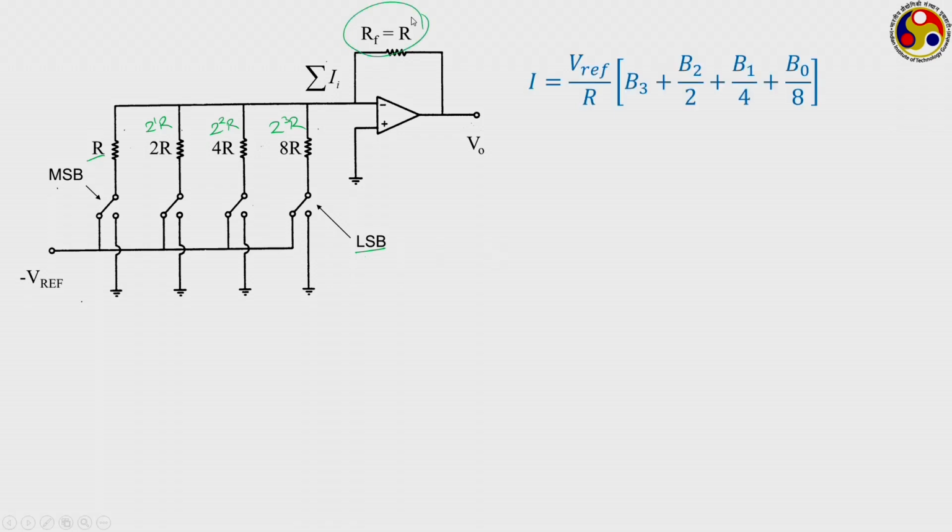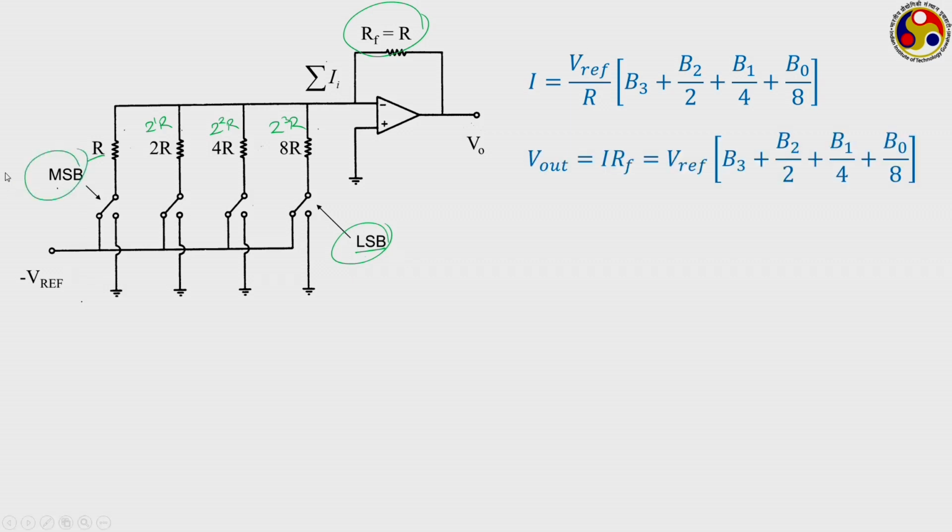Then what is the current that is flowing through this? It is very easy, you can calculate it to be V ref by R into B3, as we have taken R outside. So, B3 plus B2 upon 2 plus B1 upon 4 plus B0 upon 8, where B0 refers to the least significant bit and B3 refers to the most significant bit. Then the output voltage will be RF times this, and as RF is equal to R, we get this.